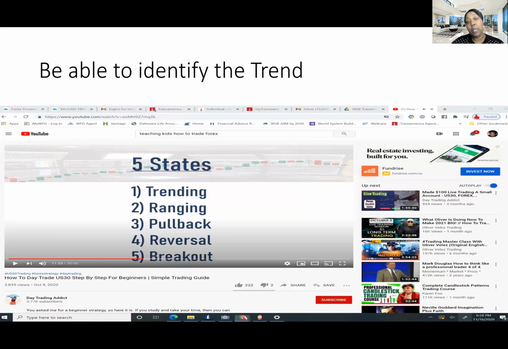So you want to be able to identify the trends. There are 5 different states when it comes to the market. You have a trending market, which, as we've shown, is an uptrend or downtrend. It's either going up or going down.